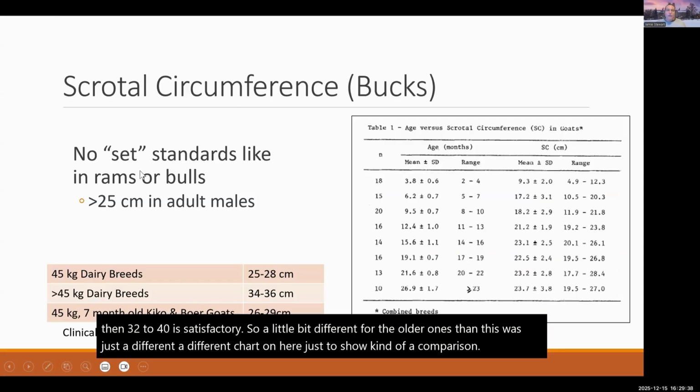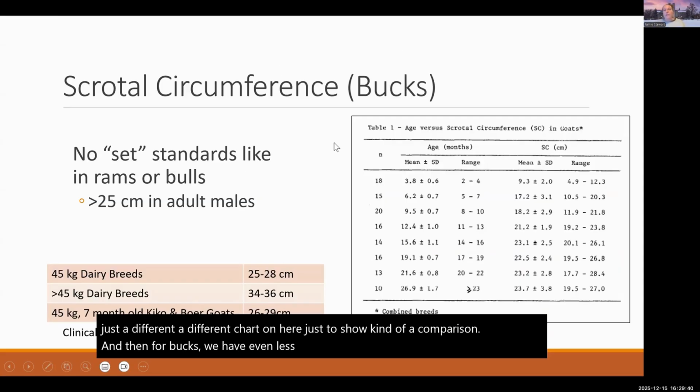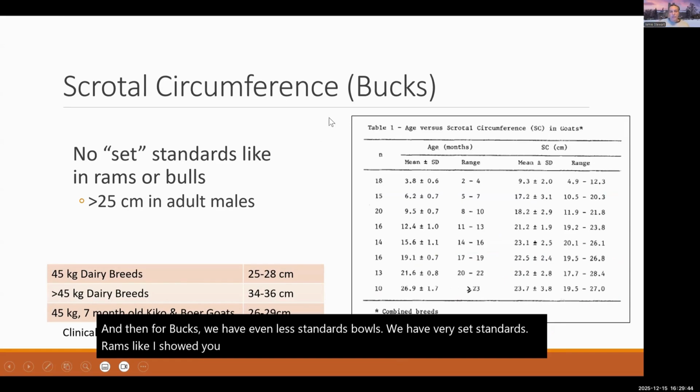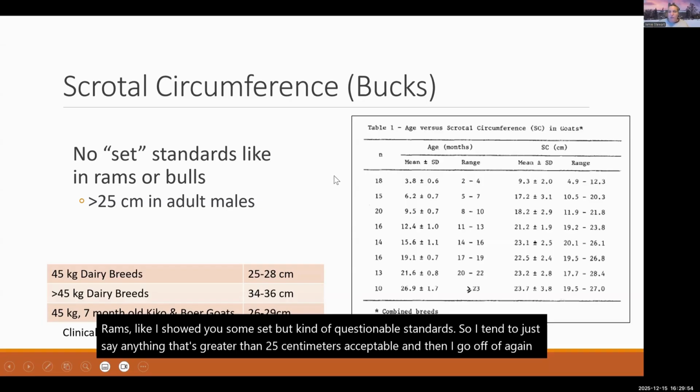And then for bucks, we have even less standards. Bulls, we have very set standards. Rams, like I showed you, some set, but kind of questionable standards. So I tend to just say anything that's greater than 25 centimeters is acceptable. And then I go off of palpation of that individual animal.